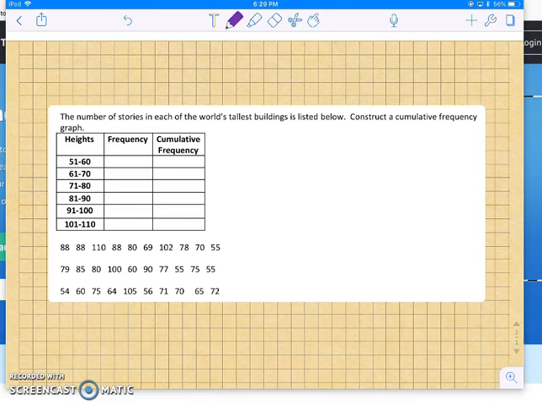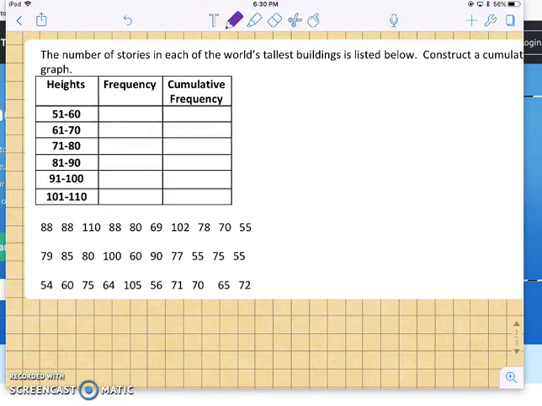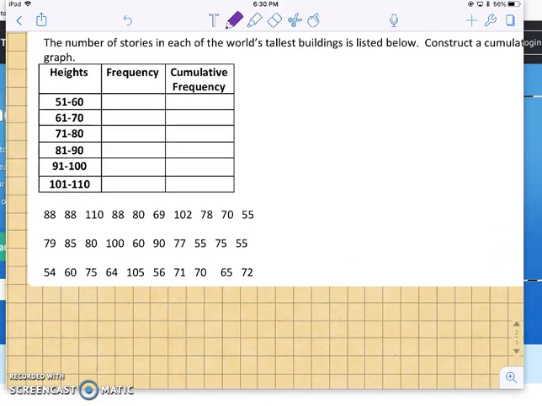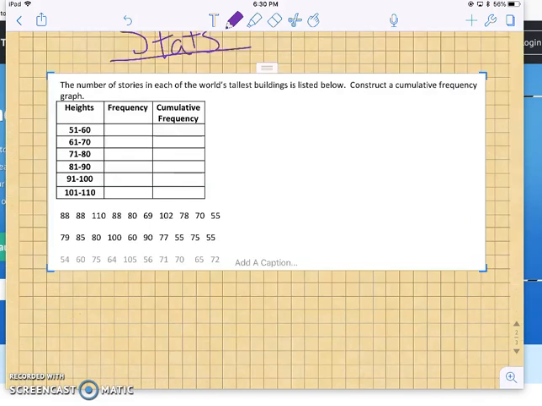Today we're going to review some stats that you guys talked about last year. But actually, this first thing might be new. We're going to take a look at what a cumulative frequency graph looks like. So here we have the heights of the top, I think 30 buildings in the world. How many floors? Number of stories in them.